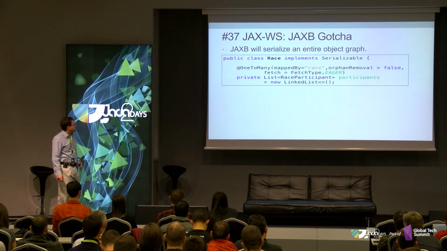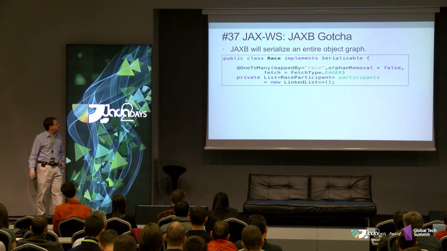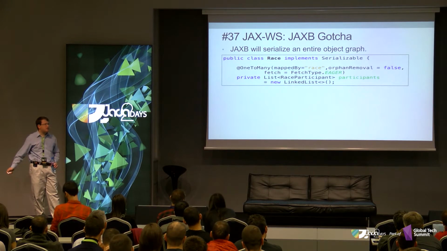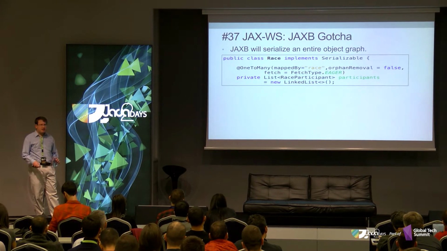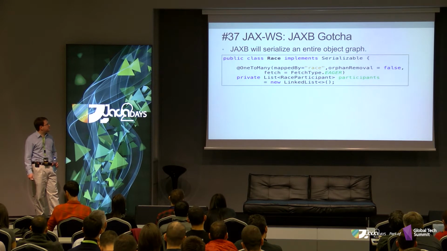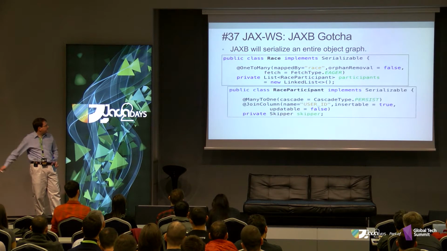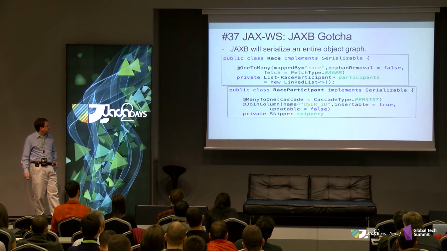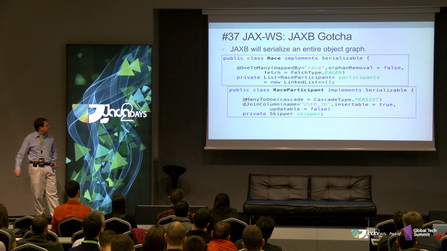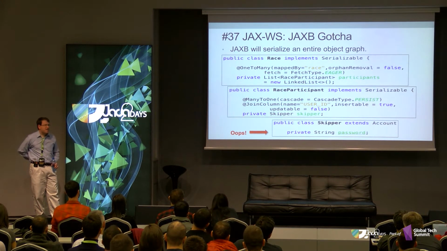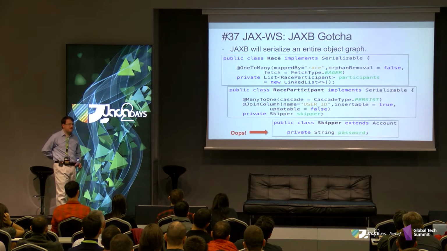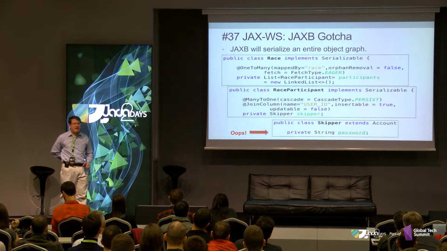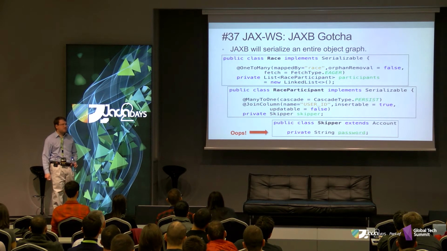So with JAXB, one of the things you have to be careful about is that it'll happily serialize your entire object graph. So if you're writing an application in Glassfish with Metro Web Services, and you're returning back a race object which has a list of users, and it's got collections hanging off of it, along with the passwords, and you're using JAXB, it'll nicely serialize your entire object graph and send that back with the list of users. So you have to make sure that you know what your JAXB layer is actually serializing.